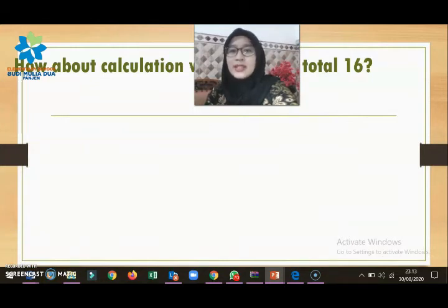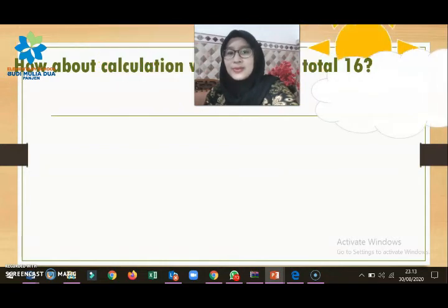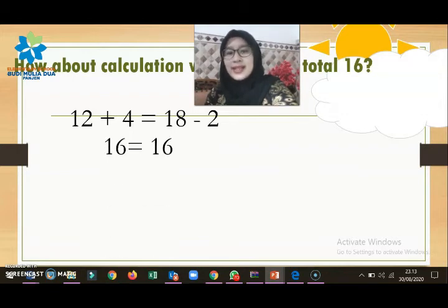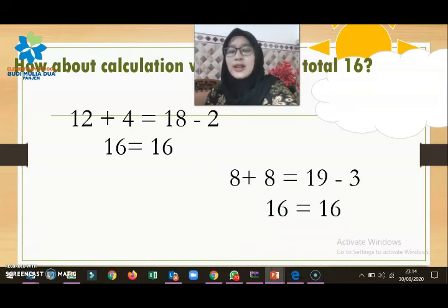What about calculation with the same total is 16? Can you find out? Yes, very good. 12 plus 4 equals 18 minus 2. They are equivalent too because they has the same total, 16 and 16, right? Yeah, let's see the next. 8 plus 8 equals 16. It is equal with 19 minus 3. So they are equivalent too because they has the same total.